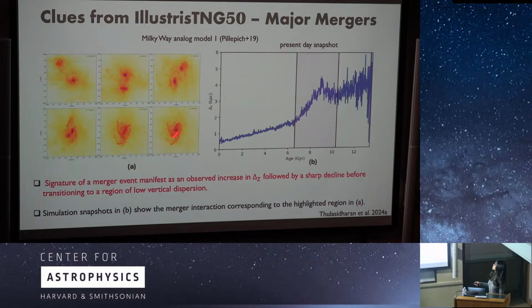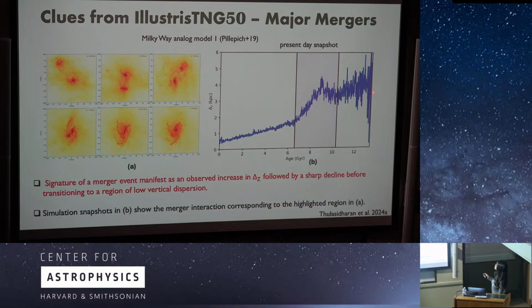So here is a Milky Way analog, let's call it model 1, from the Illustris TNG50. This galaxy underwent a significant merger in its past, starting around 10 billion years ago, lasting until 6.5 billion years ago. So this is the age delta C relation of the stars in the present day snapshot of that galaxy. We can notice two interesting observations.